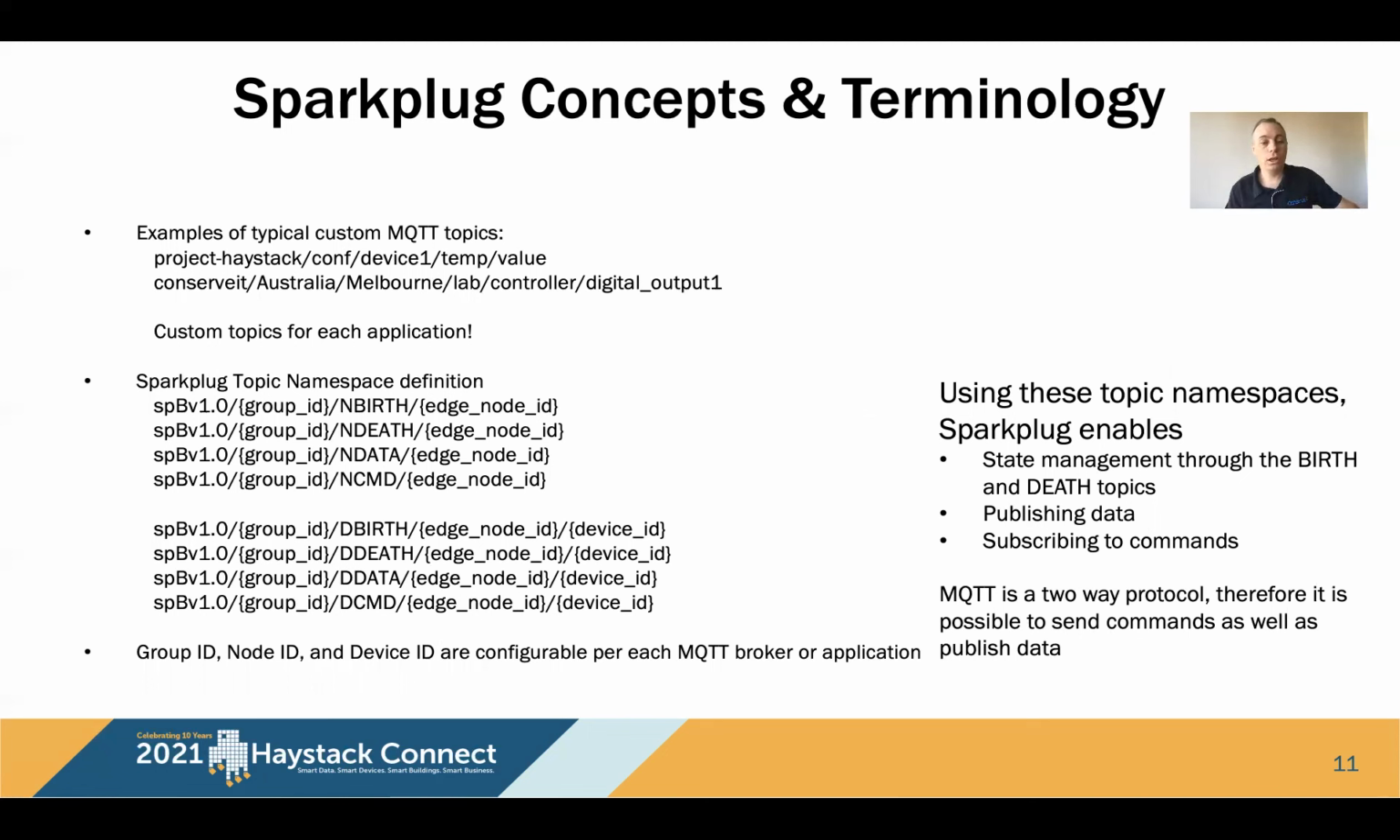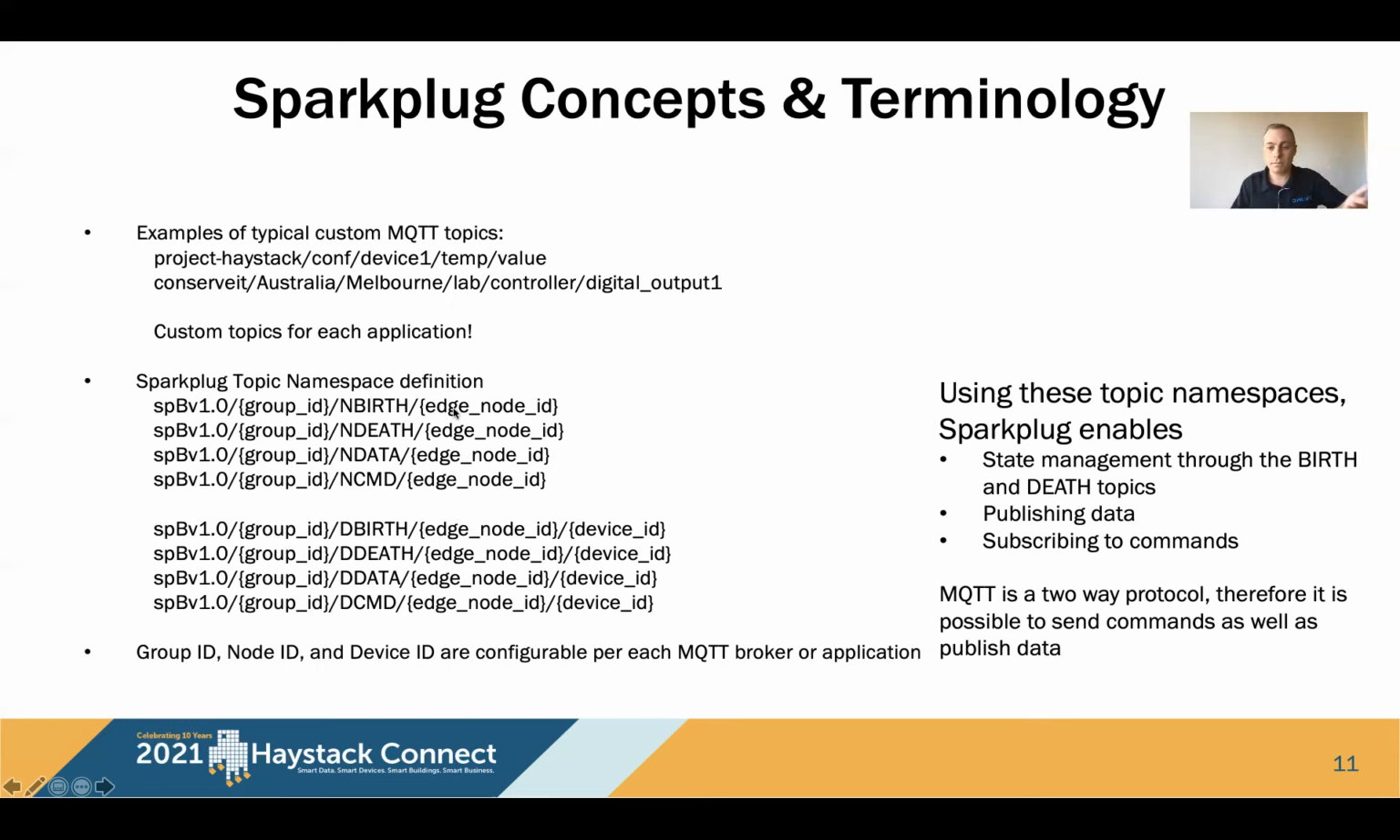If we look at a regular MQTT implementation, we can see that we would have topic names of various configurations. So here I could define an MQTT topic as Project Haystack Conf Device 1 Temp Value, or Conserve at Australia Melbourne Lab Controller Digital Output 1. This is what typically people do with MQTT. In the Sparkplug specification, they define a very well structured set of topics that are used, and these are the only topics that can be used. However, you can accomplish absolutely everything we're going to discuss today using these topics.